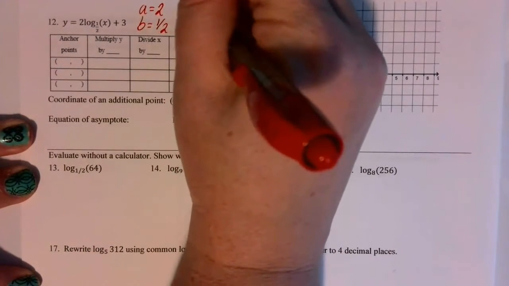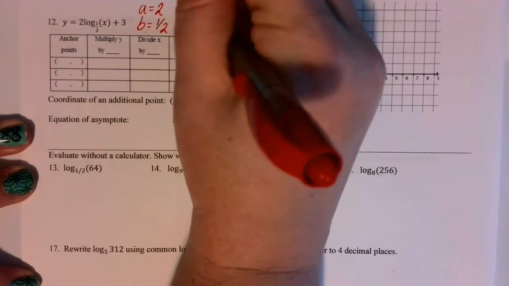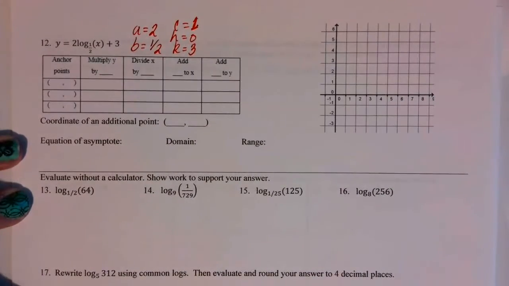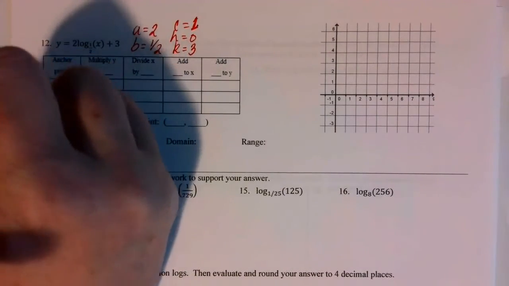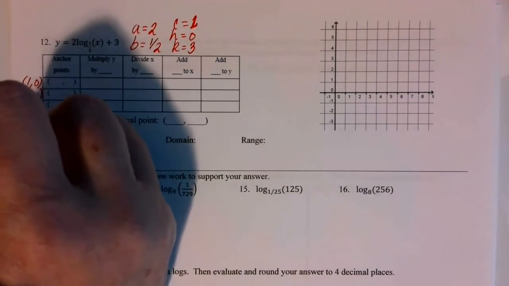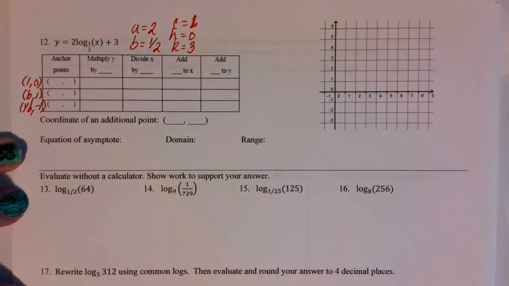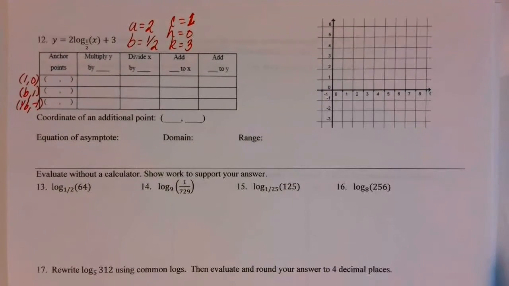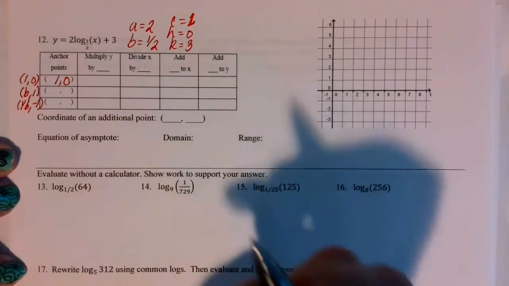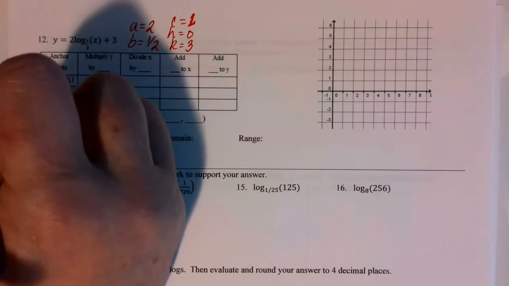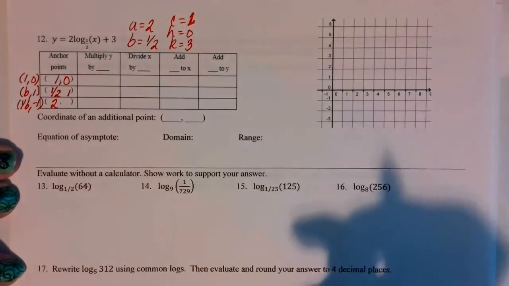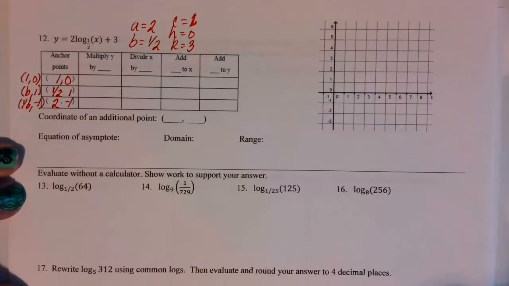So the C is 1 and H is equal to 0. So the anchor points of the log graph are 1, 0, b, comma 1, and 1 over b, comma negative 1. So the anchor points for the parent graph of the log base 1/2 of x are 1, 0, 1/2, comma 1, and then the reciprocal of 1/2 is 2, comma negative 1.